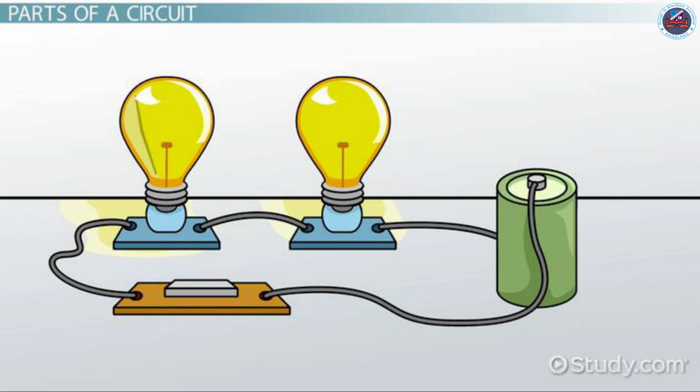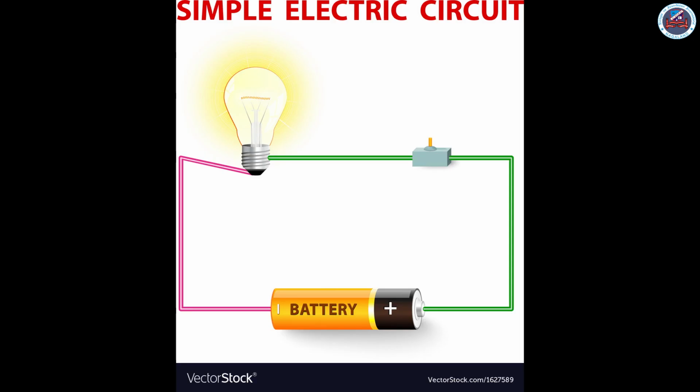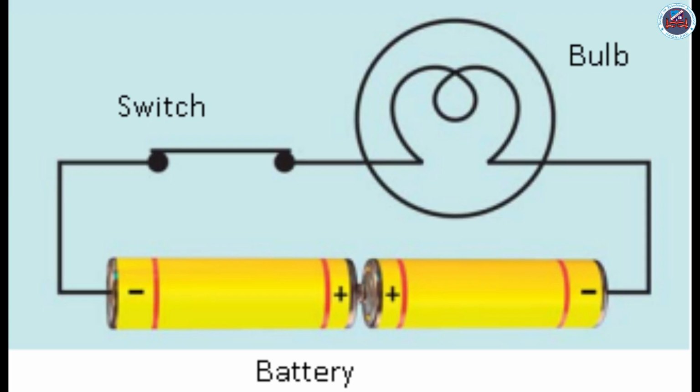When we change the components in the circuit, we will notice a difference. For example, in this circuit, which has only one 1.5 volt cell, if we add one more 1.5 volt cell, then the light will glow brighter as it has more energy.